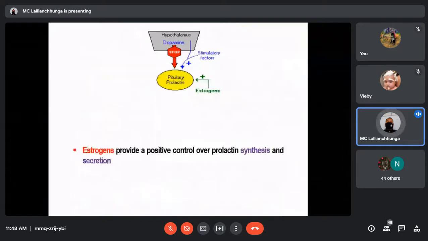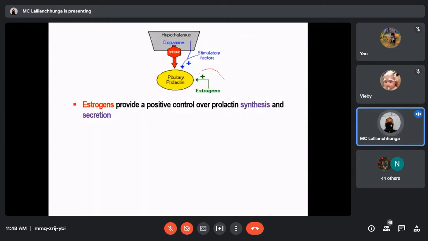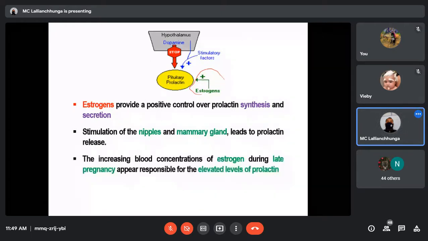Estrogen provides a positive control over prolactin synthesis and secretion. So here we can see that estrogen has a positive influence on the secretion of prolactin. Stimulation of the nipples and mammary gland leads to prolactin release. The increasing blood concentration of estrogen during pregnancy appears to be responsible for the elevated levels of prolactin. That means we have to remember that estrogen increases prolactin secretion.